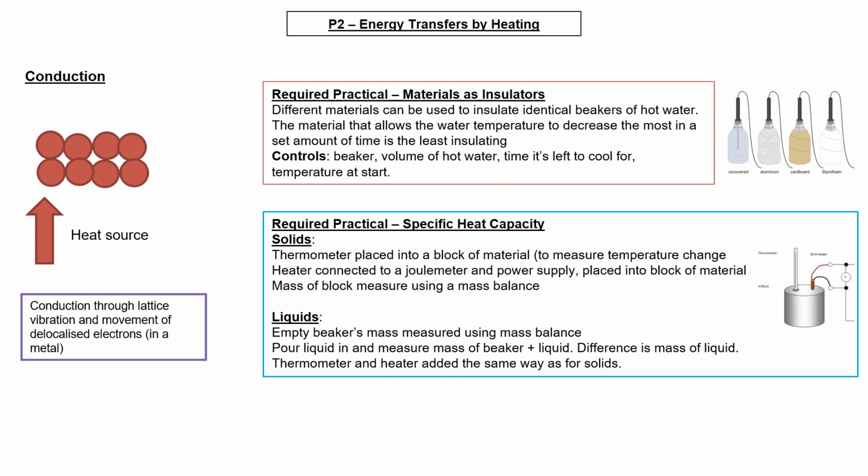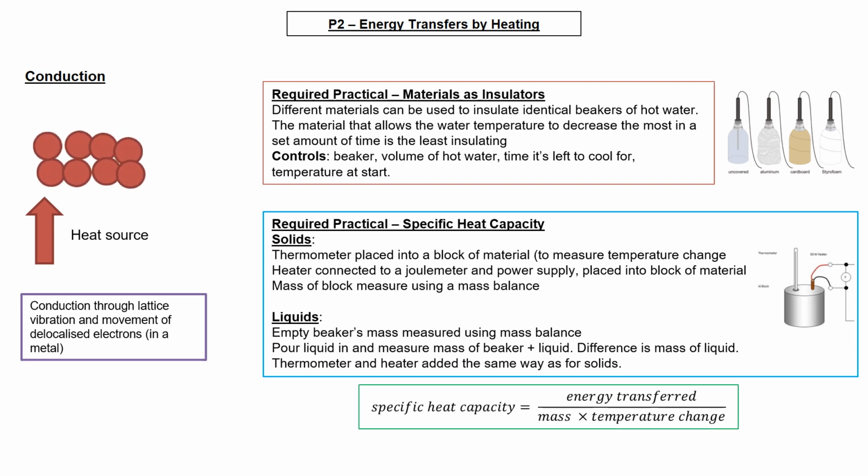No, sorry, we wouldn't empty the beaker's mass. We'd measure the empty beaker's mass, and that'd be measured using a mass balance. We'd pour liquid in and measure the mass of the beaker and the liquid. The difference between the beaker plus liquid and the empty beaker is the mass of the liquid. Thermometer and heater are added the same way as for solids.